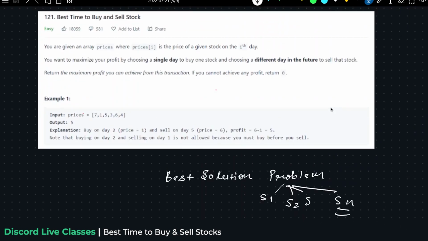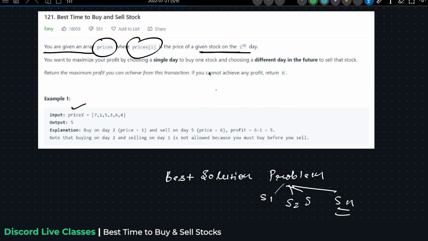Now come to the problem, what is the solution? First of all, try to read the problem. What is the problem saying? You are given an array, the prices array, where prices[i] is the price of a given stock on the ith day. I'm explaining the question for those who are not able to understand it, because if I just tell the solution, people will say Aditya just did the formality. I don't want to do that. So I will repeat the question.